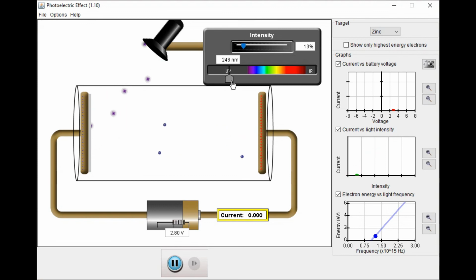And the frequency is what determines the energy of those electrons. When I have a frequency that's too low, the electrons don't even have enough energy to get ejected. As I increase the frequency, the electrons get more and more energy. And we can see that as the electrons get ejected and are able to make it across at even higher speeds.